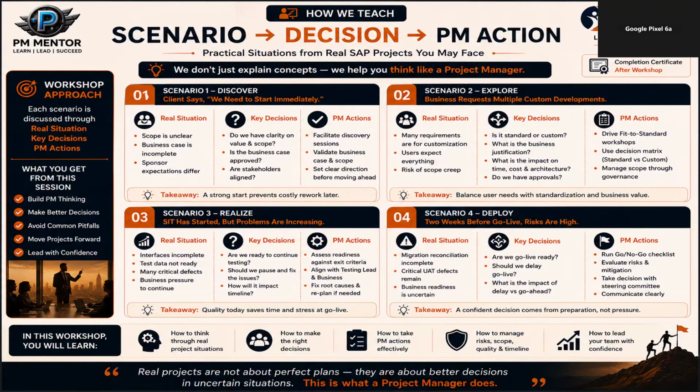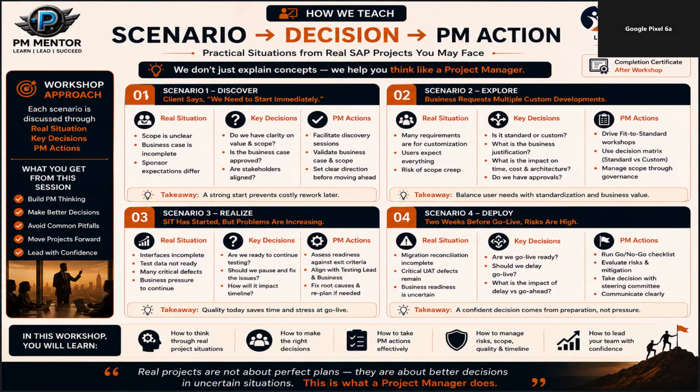Again, no. You need to ask: is this really a gap? Can standard SAP support the business outcome? What is the business justification? What is the impact on cost? What is the impact on schedule? What is the impact on architecture? So your PM action is to drive the fit-to-standard workshop, use a clear decision process for standard versus custom, and manage scope through governance. The takeaway is balancing. That means you balance business need with standardization and business value.